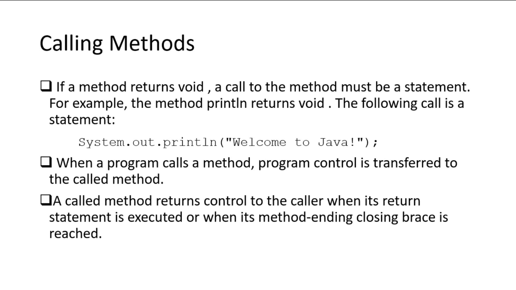If a method returns void, meaning it doesn't return anything, then a call to the method is just a statement. Whenever a program calls a method, program control is transferred to the called method. A called method returns control to the calling function or calling method when its return statement is executed or when its method ending closing brace is reached.